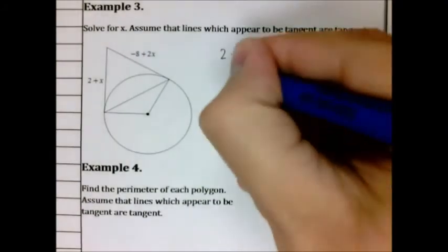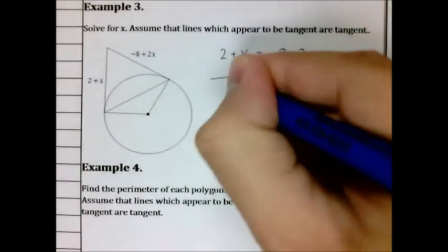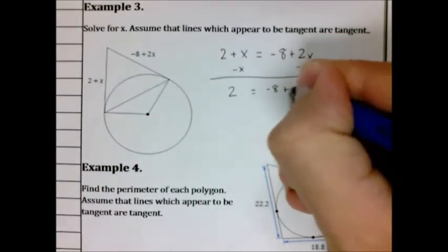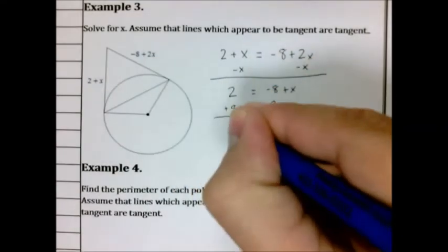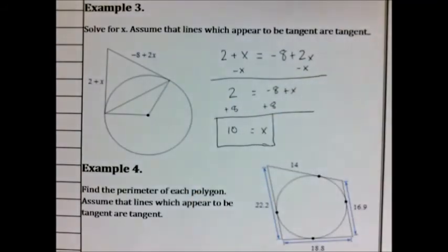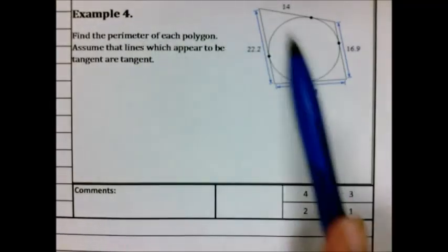This isn't too difficult. Just get x on the same side, subtract x from both sides. We get 2 is equal to negative 8 plus x. And then finally just add 8 to both sides, and we see 10 is equal to x. So the value of x is 10. That's not too difficult.